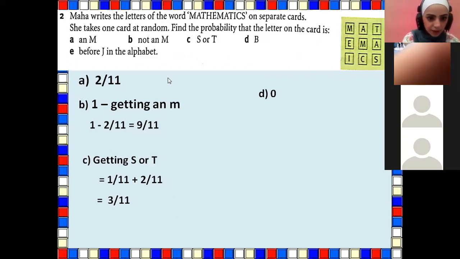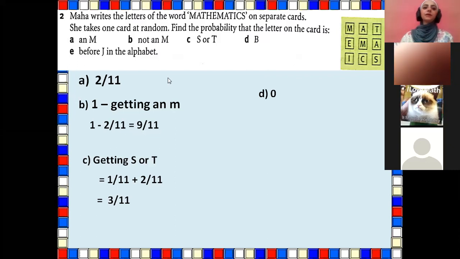Right, let's go to Nada. Nada Hazda. Yes, Nada. Yalla, the last part. Before J in the alphabet, 6/11. Before J in the alphabet, you're gonna count the alphabet A, B, C, D, E, F, G, and so you need to count how many of these letters are before letter J.